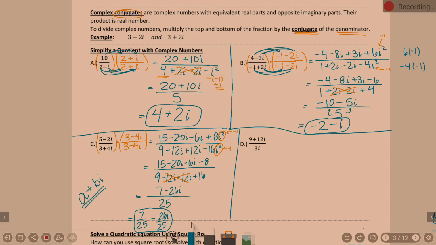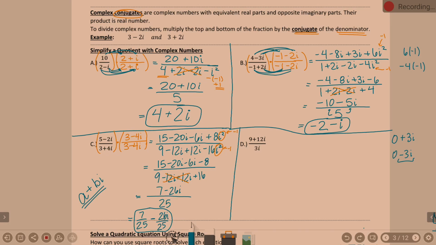Okay. We have one more in this section. Thoughts on 9 plus 12i, all divided by 3i? The conjugate would be just negative 3i. You could look at it like that. Are you guys with them? Because think about it. If that is 0 plus 3i, does that make sense? What would the conjugate of 0 plus 3i be? 0 minus 3i. Could we use that? Yeah, and you could just use the minus 3i.